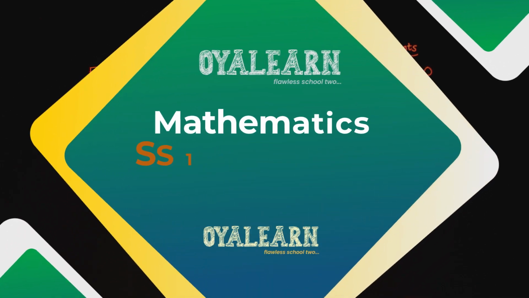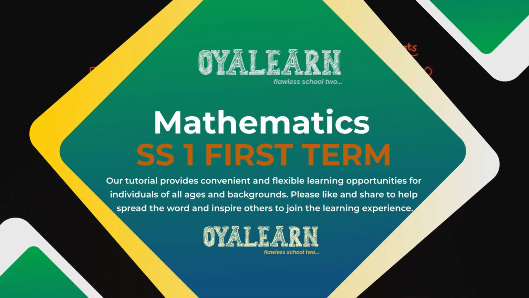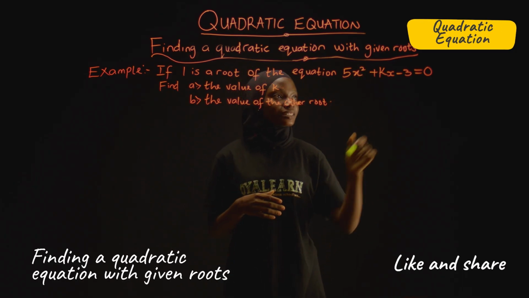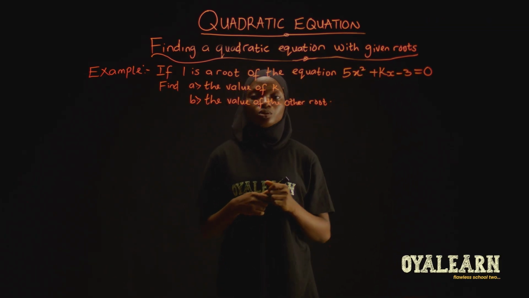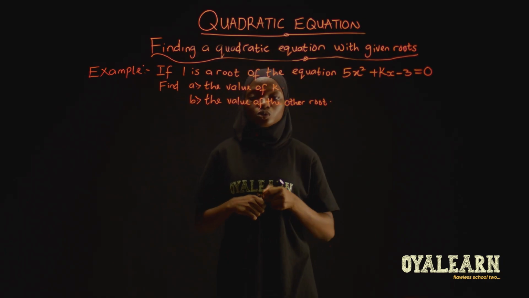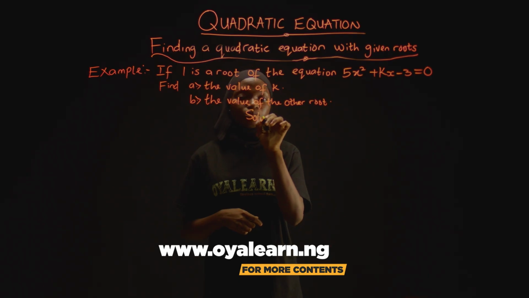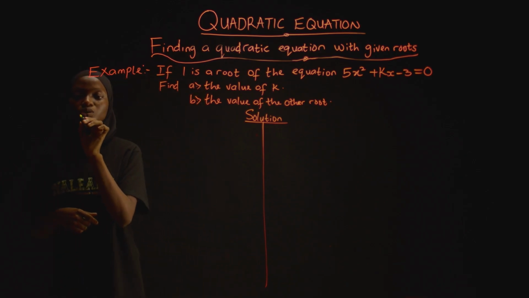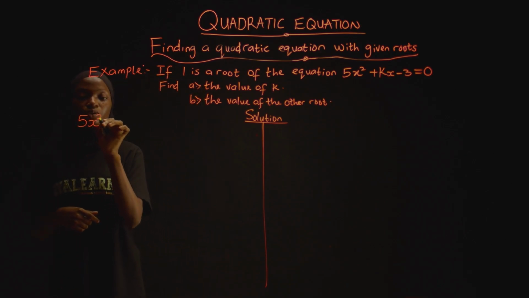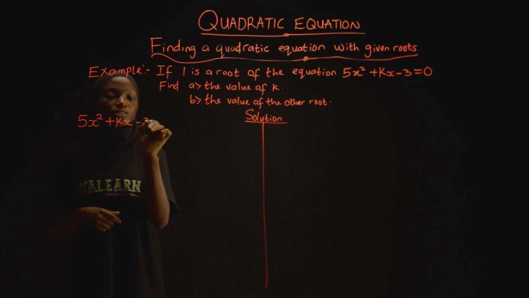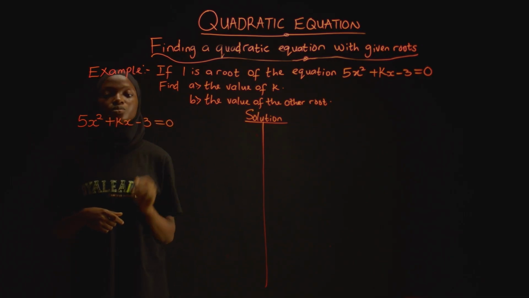Here is another example which says if 1 is a root of the equation 5x squared plus kx minus 3 equal to 0. Find the value of k and the value of the other root. Solution. We were given the equation 5x squared plus kx minus 3 equals to 0.